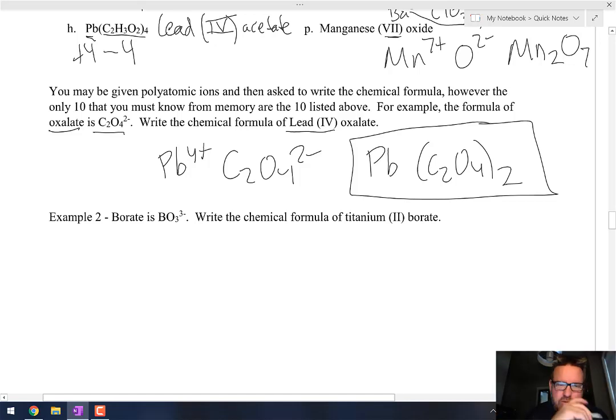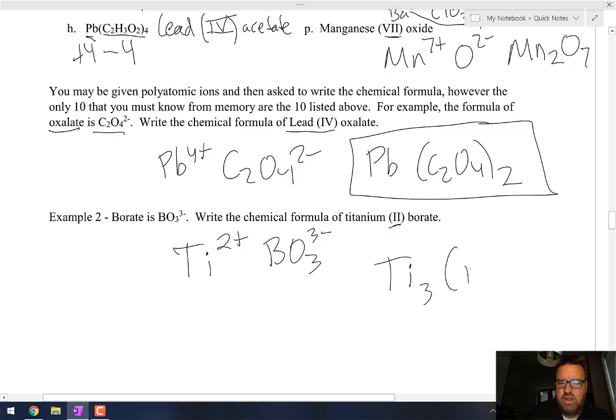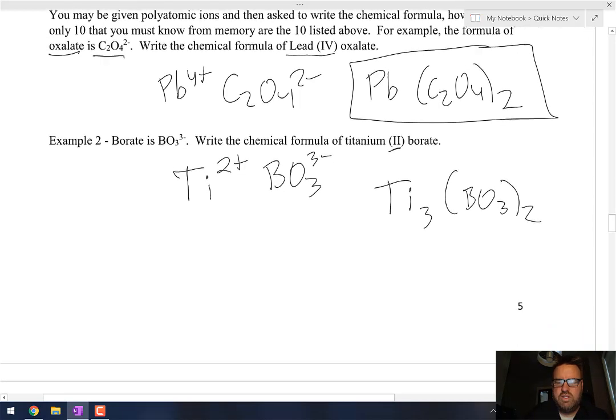Okay, or example 2 here. Borate is BO3 3 minus. Write the chemical formula of titanium 2 borate. So titanium with its Roman numeral 2 means it has a +2 charge, and borate is BO3 3 minus. So in this case, again, we're going to switch those. So we're going to get Ti3(BO3)2 is the correct response.